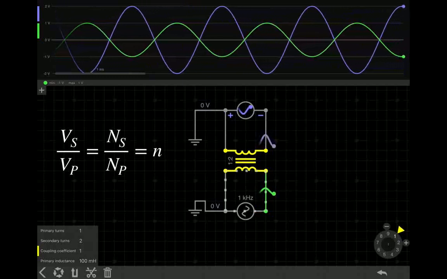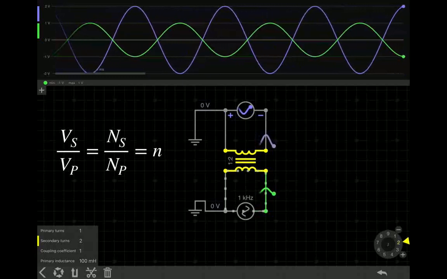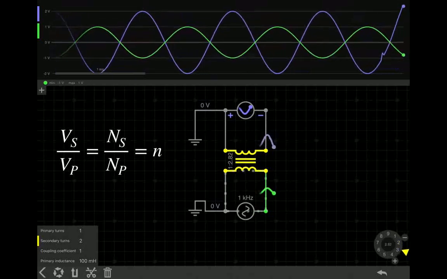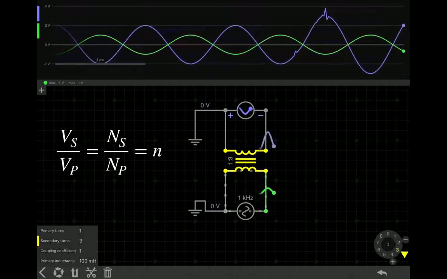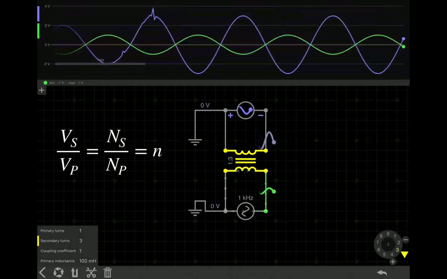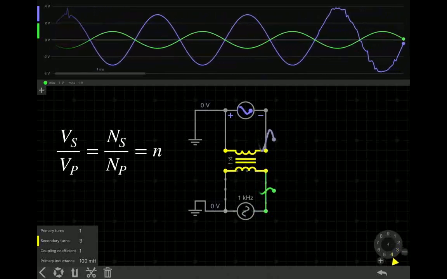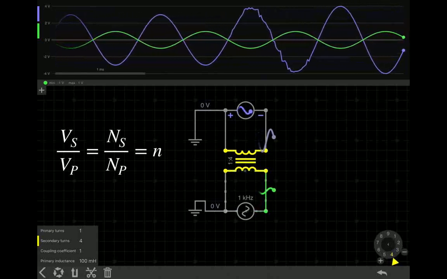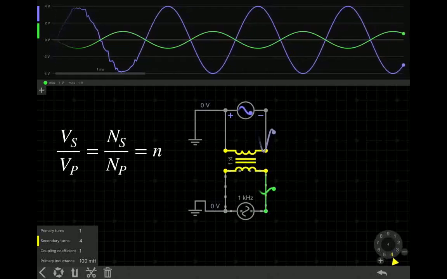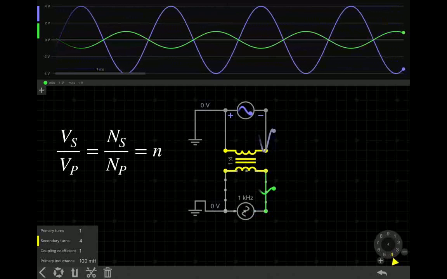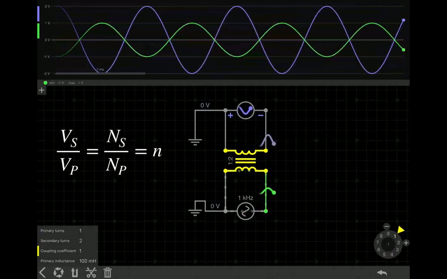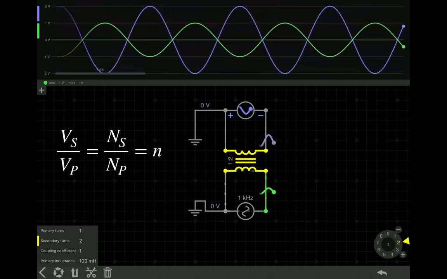Let us see that in action. The primary coil is connected to an AC source of 1 volt peak. We vary in real time the turn ratio between the two coils from 2, 3, and then to 4. Observe the peak voltage across the secondary coil changing from 2, 3, and 4 volts peak. Note that in green we show the primary coil voltage and in purple the secondary coil voltage. Also note that we are using an ideal transformer with a coupling coefficient equal to 1.